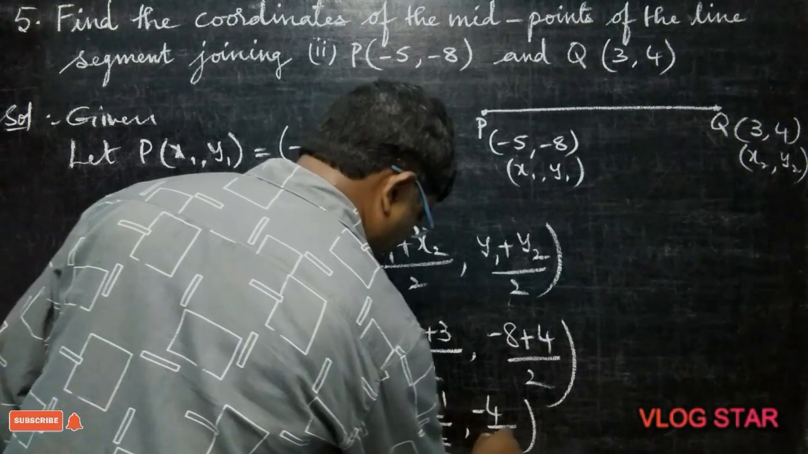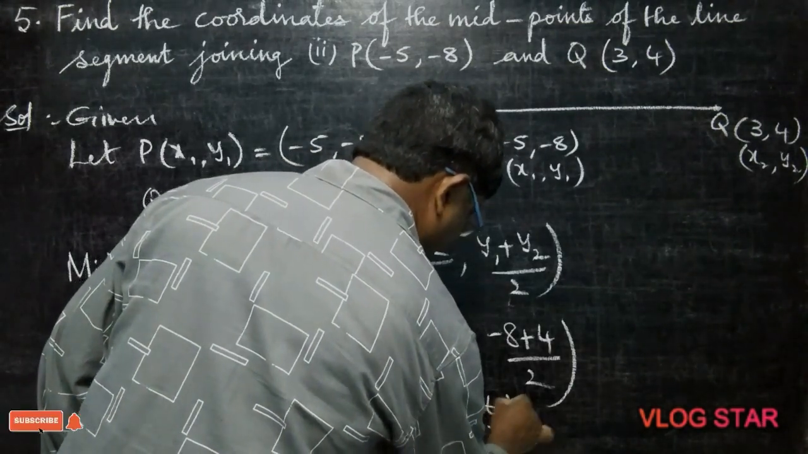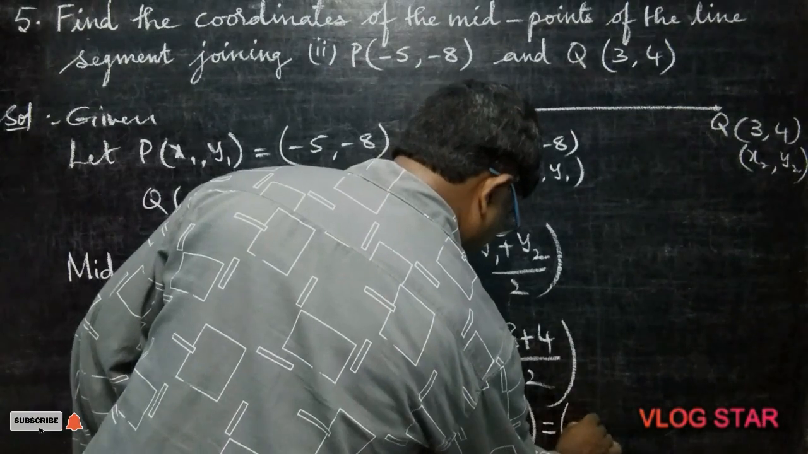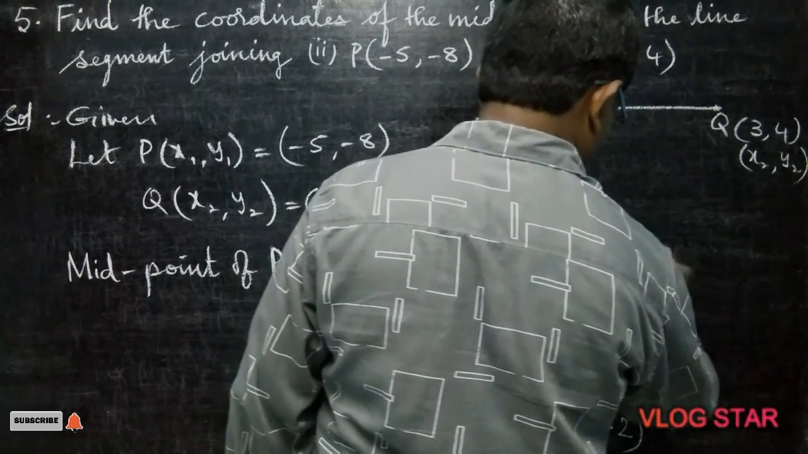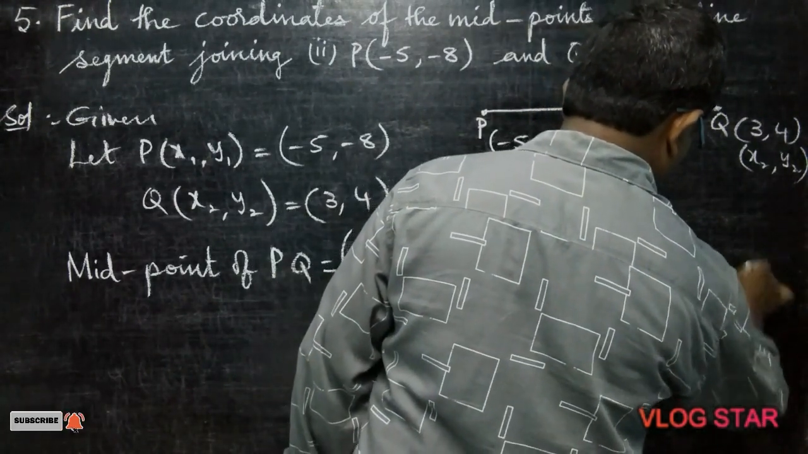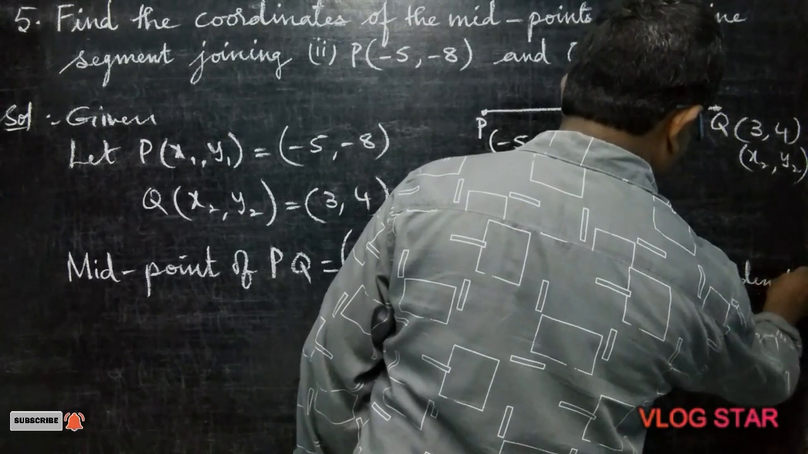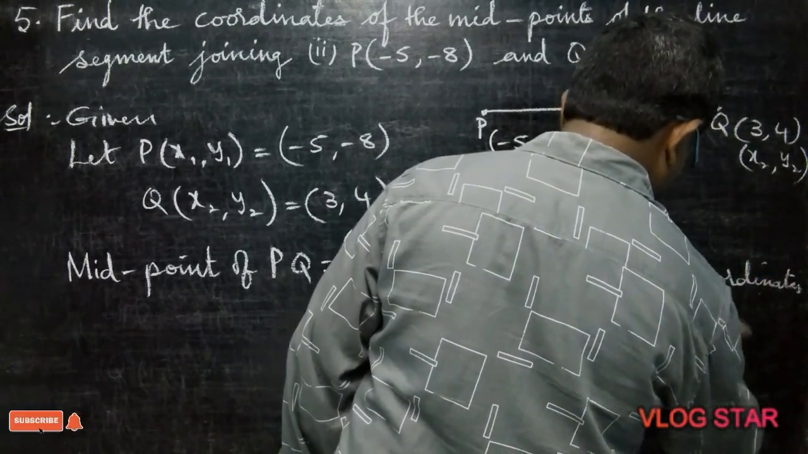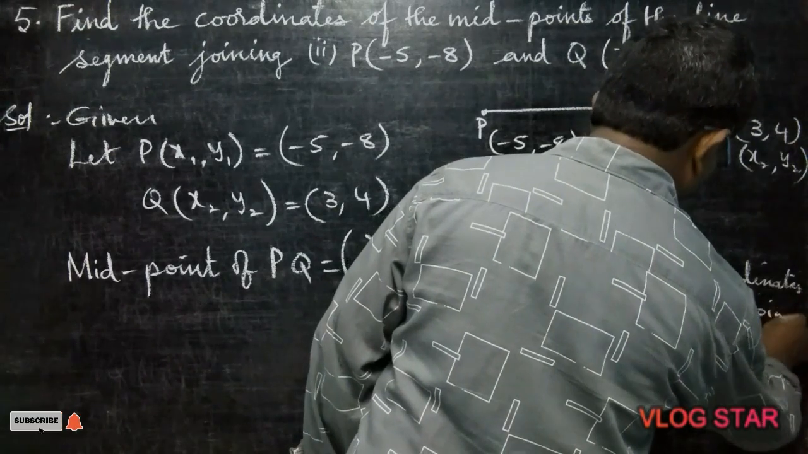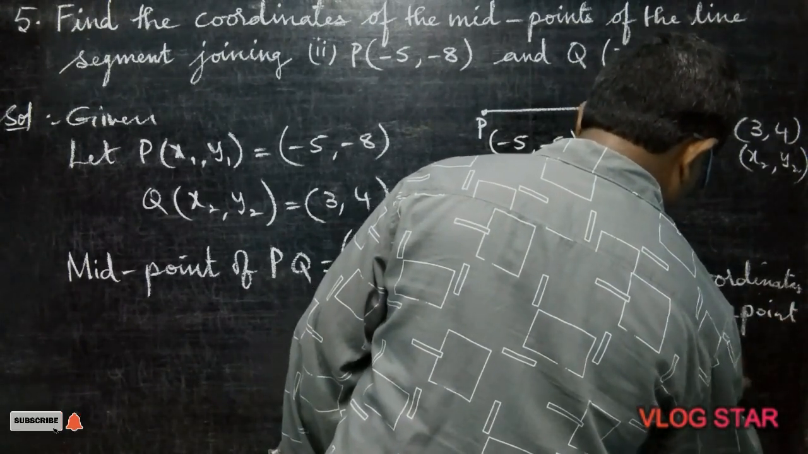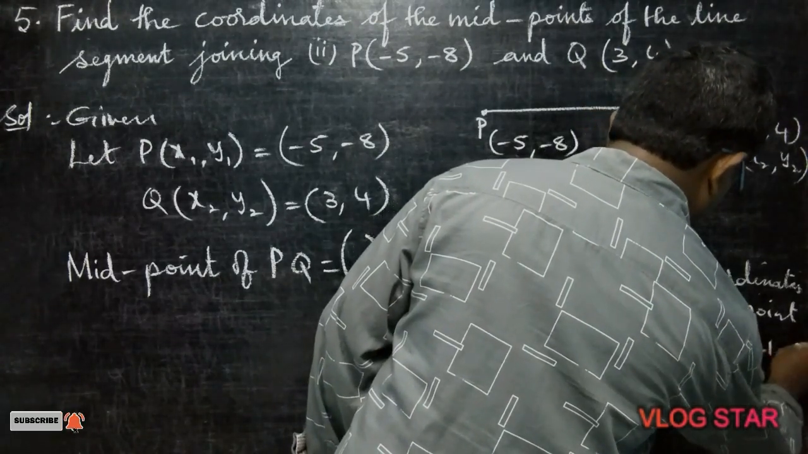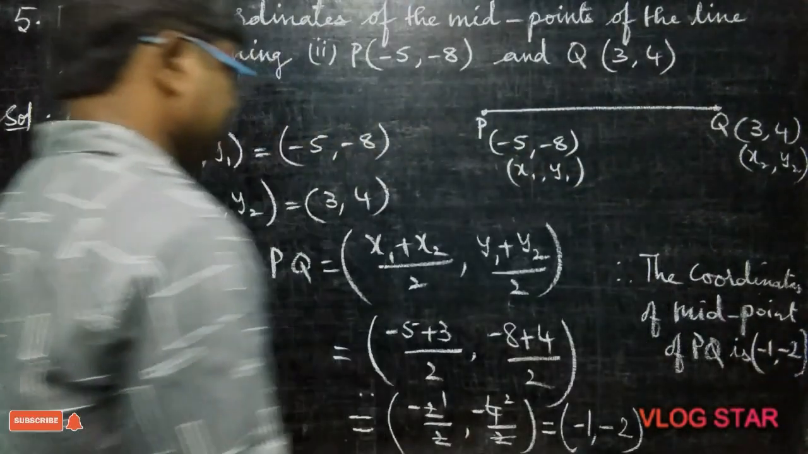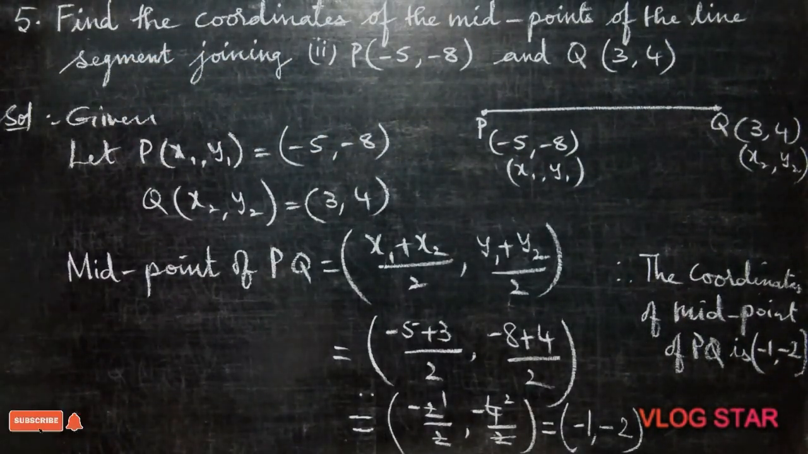2 goes into 2 one time, and 2 goes into 4 two times. So what we get is (-1, -2). Conclusion: therefore the coordinates of the midpoint of PQ is (-1, -2). You have to write the conclusion. This is the way of finding the coordinates of the midpoint of the given line segment.